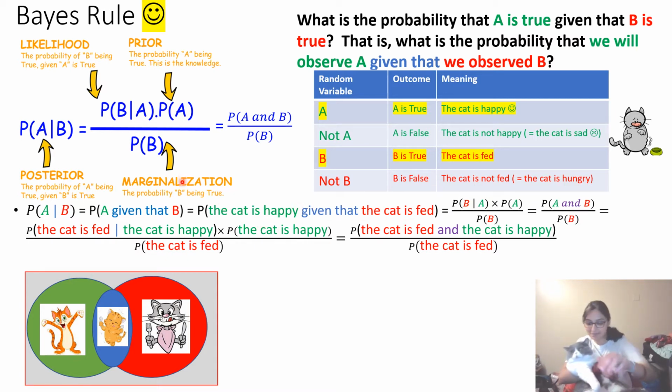So we were just talking about Bayes' rule right now. He's not happy right now. But based on Bayes' rule, what we will observe is that the probability of A given B is the probability that he's happy. So we're focusing on A being true and B being true. So if A is true, if he is happy, and B is true, then he is also fed. So what's the probability that he's happy given that he's fed?